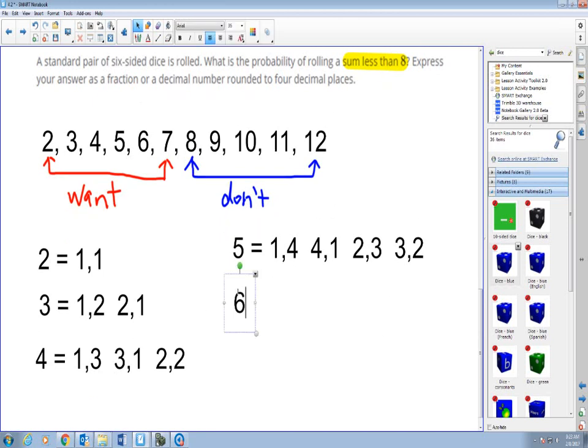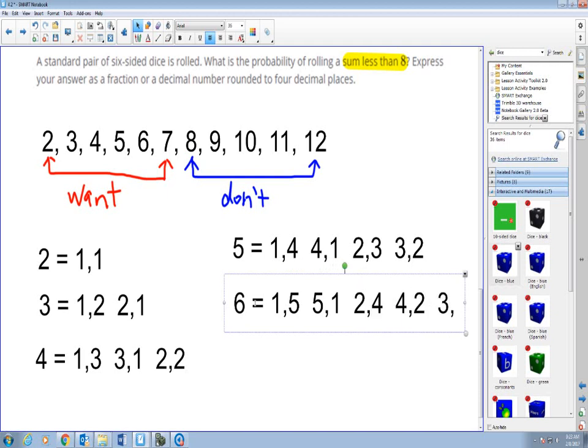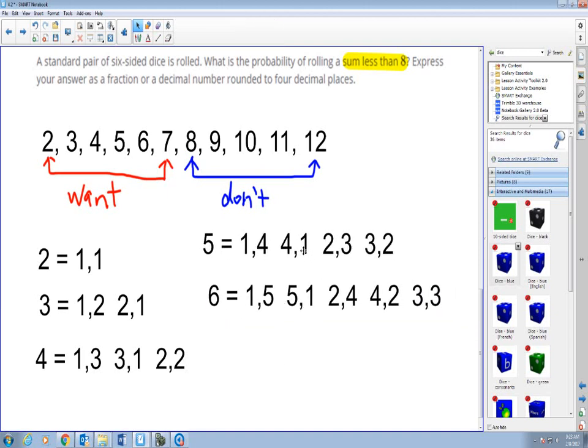Sum of 6. Roll a 1 with the 5, 5 with the 1, 2 with the 4, 4 with 2, and the last one has to be 3 and 3. If you roll a 3 and a 3, or a 2 and a 2, these two are not distinguishable, so you only count them as one way.